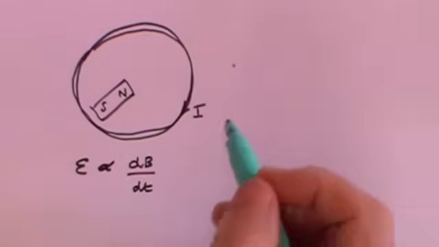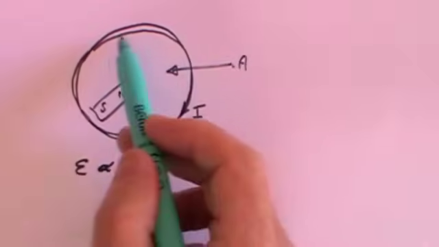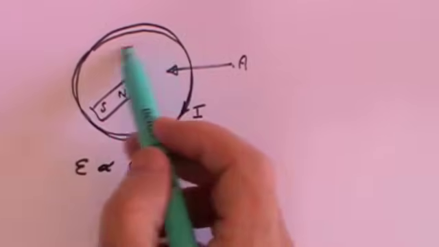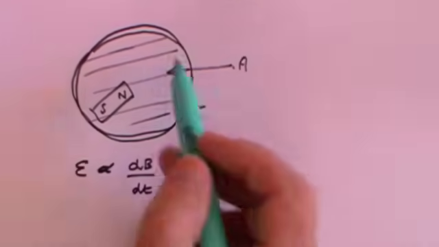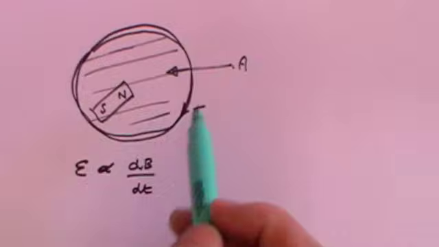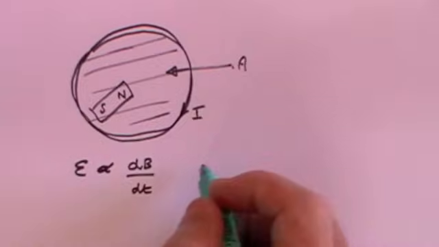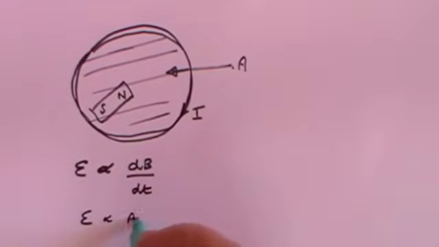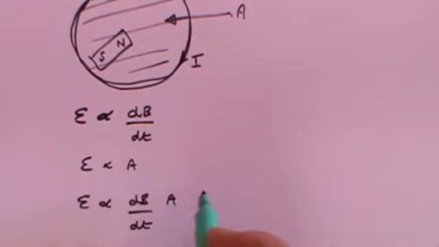By experiment, you can also find that the EMF will be proportional to the area of the surface, that is essentially this surface here, the open surface which is surrounded by the current loop. And so you can also say that E, the EMF, is proportional to A, the surface. And so we can say that the total EMF is proportional to the change of the magnetic field times the area.